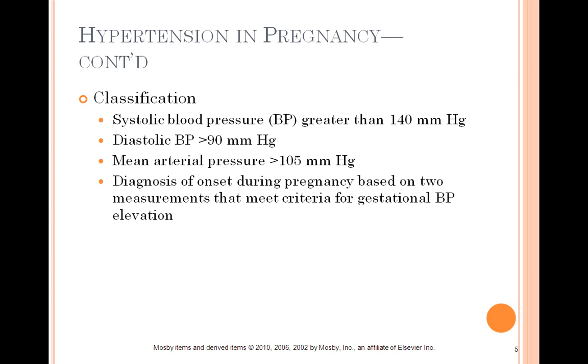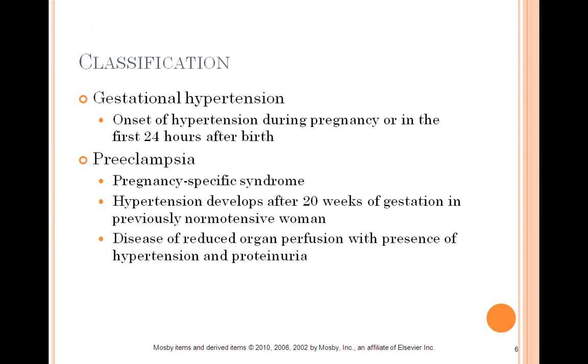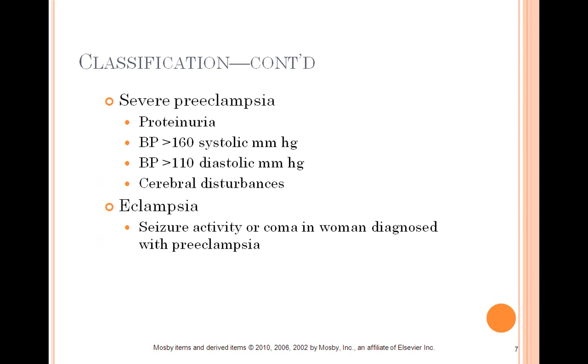And you have to have 2 measurements that meet the criteria for gestational blood pressure elevation. Gestational hypertension is onset of hypertension during pregnancy or in the 24 hours after birth, usually after 20 weeks. Preeclampsia is your pregnancy-specific syndrome, and it develops after 20 weeks. The disease reduces organ perfusion, because of what we call vasospasm, so enough blood is not going to the vital organs.